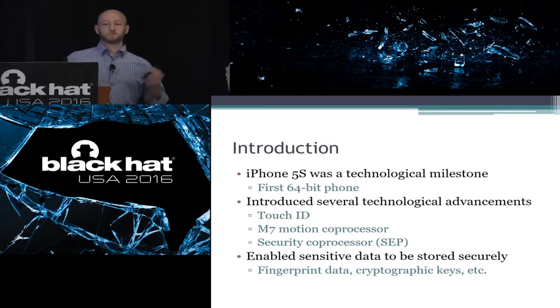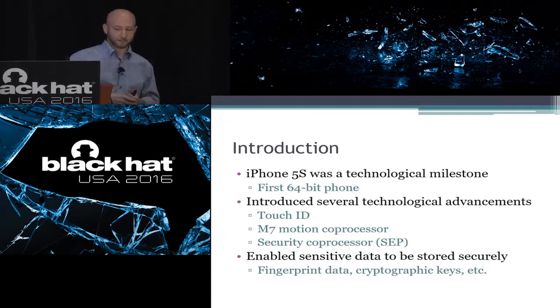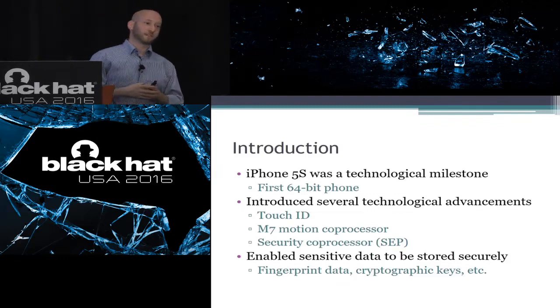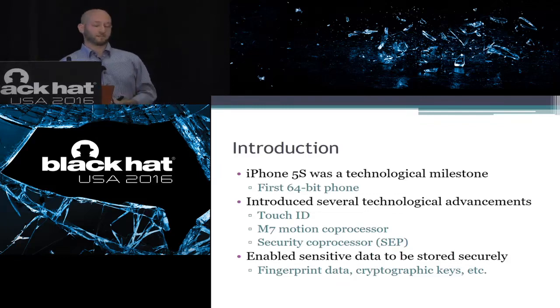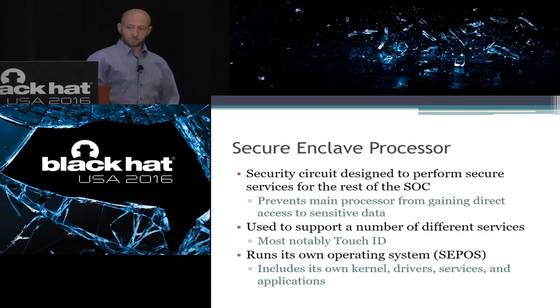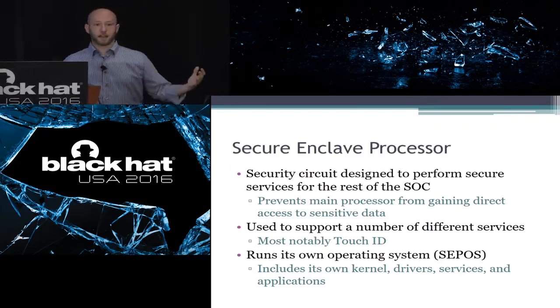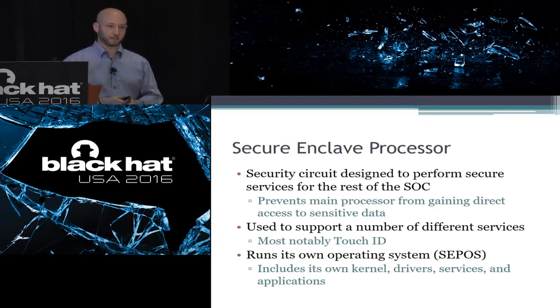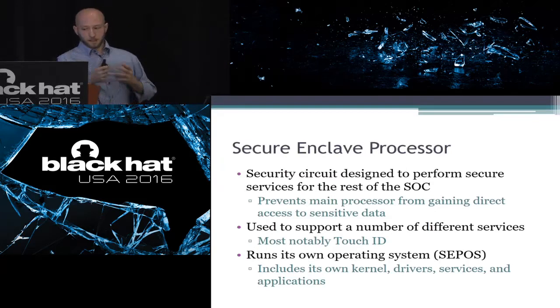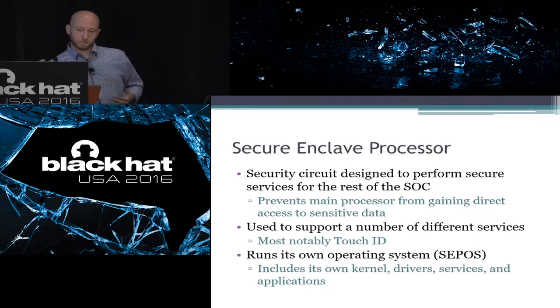A few years ago, Apple released their first 64-bit phone, the iPhone 5S. It had a bunch of new technologies, one of which we're talking about today is the Secure Enclave Processor. It has a lot of cool, interesting crypto stuff and some other things. Effectively, it is a core within the SOC that performs different secure operations completely separate from the main AP. The big one is Touch ID. And an interesting thing as well is it has a full stack of OS apps, and so on.